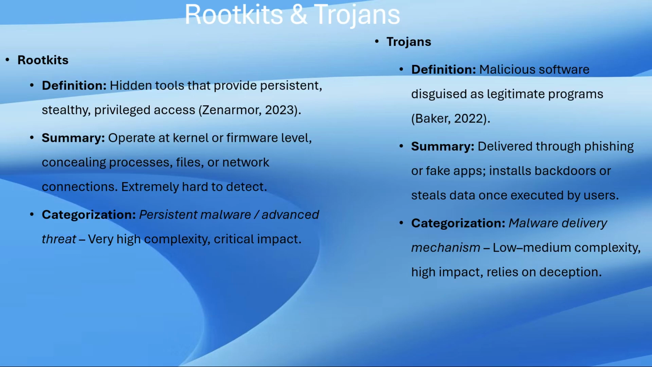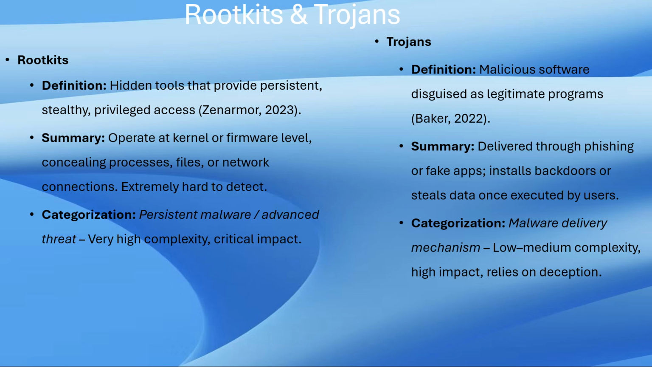Now let's talk about rootkits and Trojans, which are both deceptive, but they also operate very differently. A rootkit works deep in the system at the kernel or firmware level. It hides files, processes, and network activity, which tends to make it extremely difficult to detect and remove. When a rootkit is present, the attacker has stealthy, persistent privileged access.